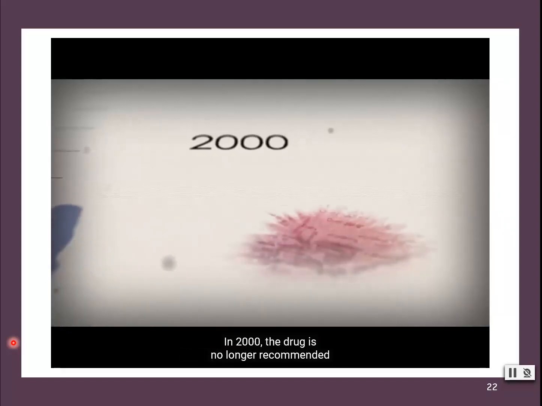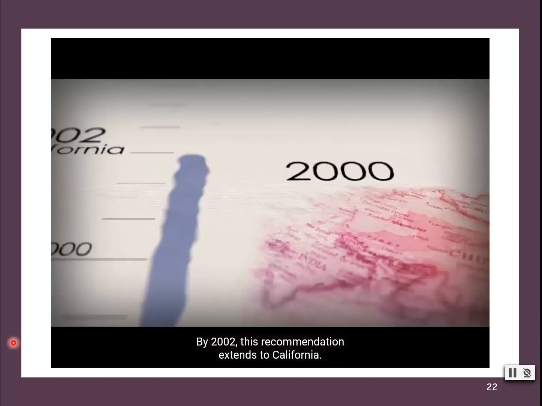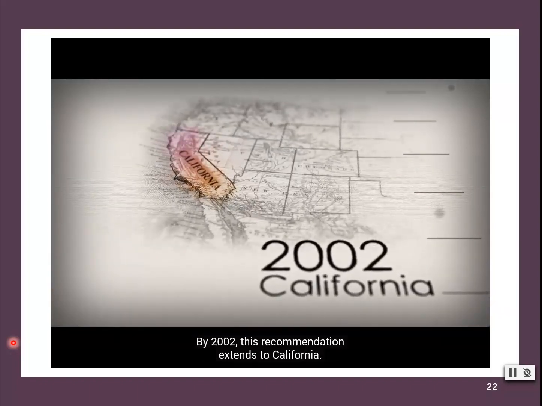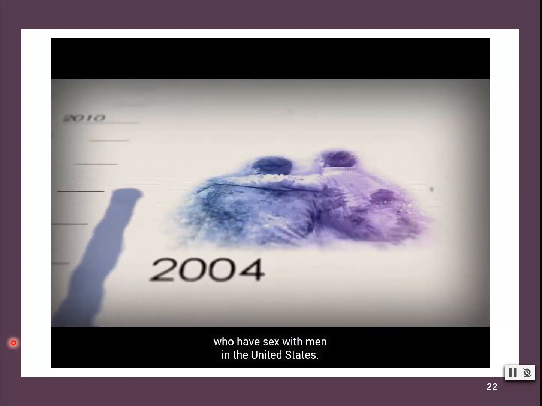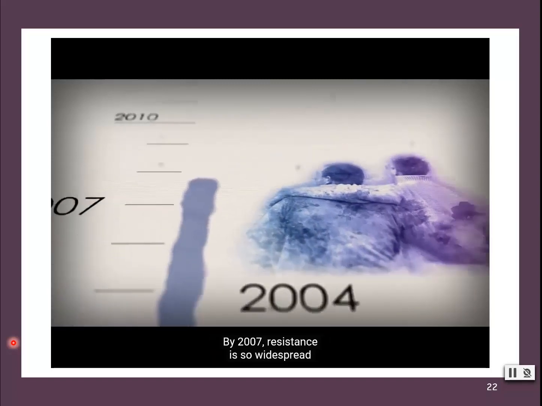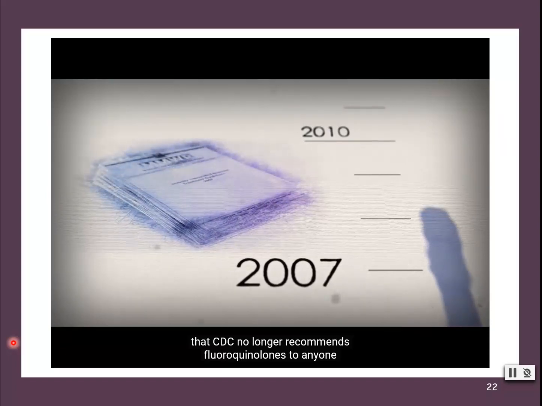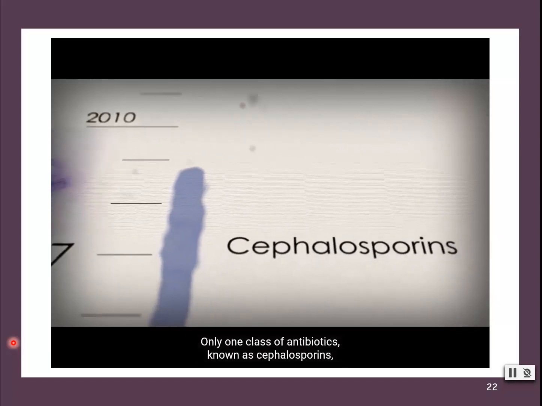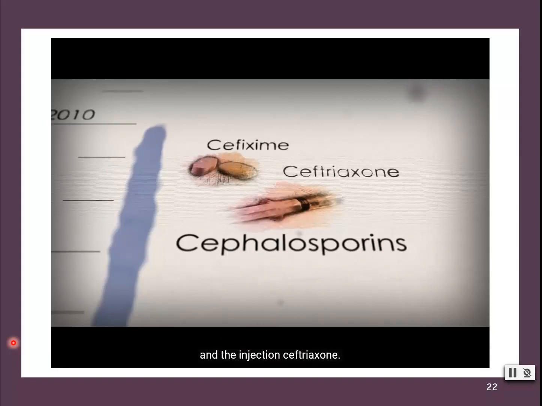In 2000, the drug is no longer recommended to treat people infected in Asia or the Pacific Islands. By 2002, this recommendation extends to California. By 2004, CDC no longer recommends it for men who have sex with men in the United States. By 2007, resistance is so widespread that CDC no longer recommends fluoroquinolones to anyone in the U.S. to treat gonorrhea. Only one class of antibiotics, known as cephalosporins, remains to treat the infection. There are two main cephalosporins to treat gonorrhea: the oral drug cefixime and the injection ceftriaxone.